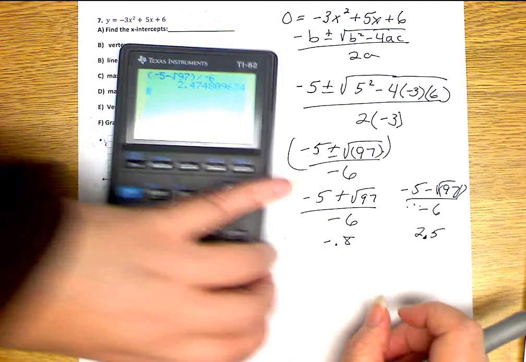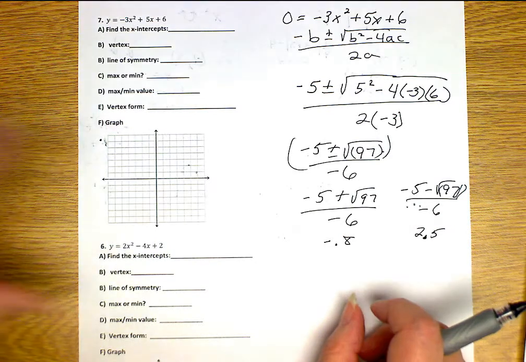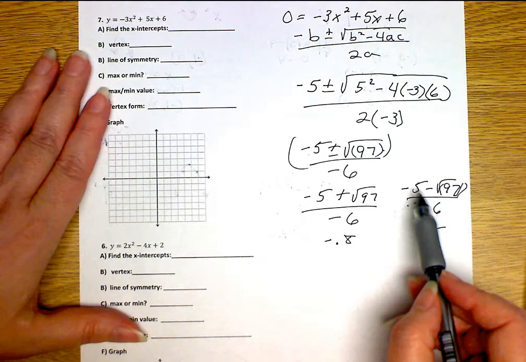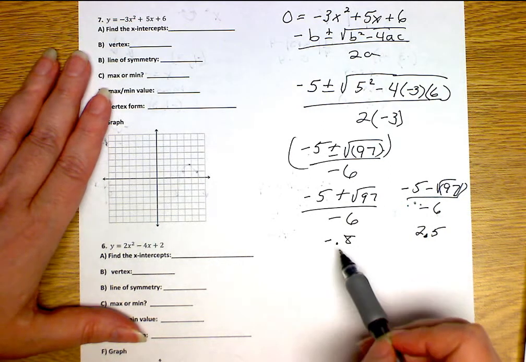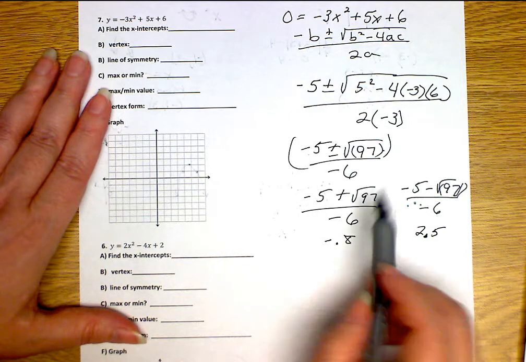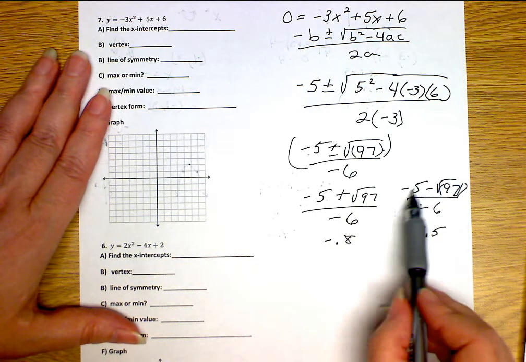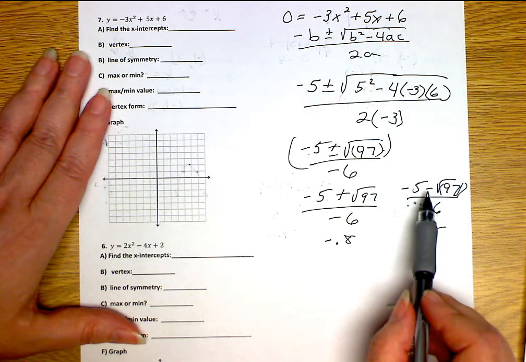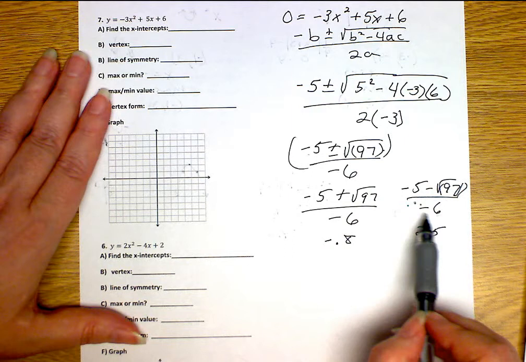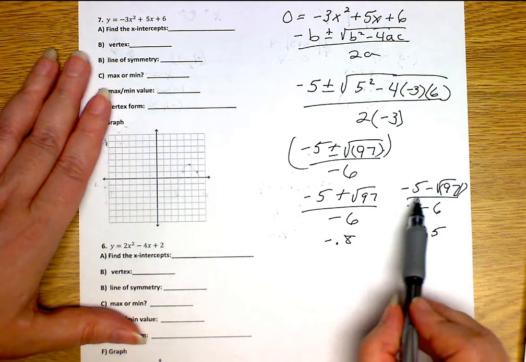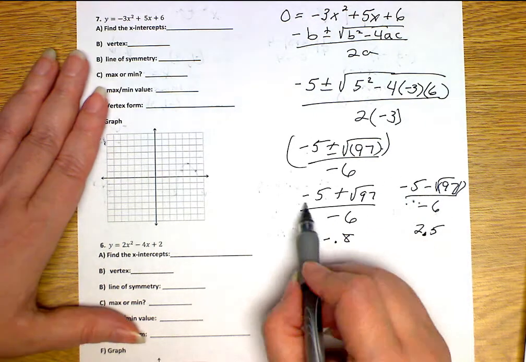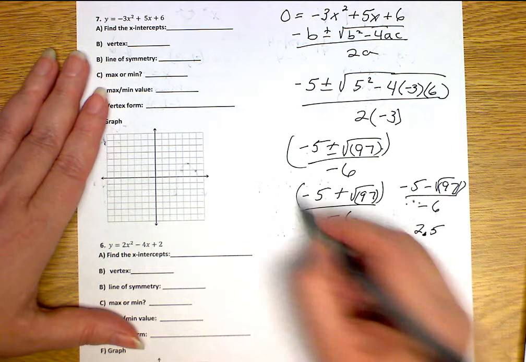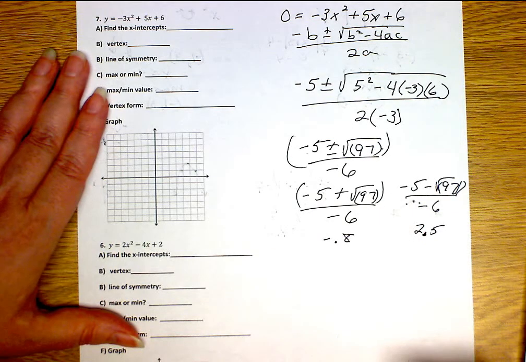What's your question, Josh? What I did was negative 5 plus the square root of 97, then I divided it by 6, and I got 0.808, or negative 0.8, and then I did negative 5 plus radical 97 with the parentheses divided by 6. I got negative 3.3. Yep. When you did it, you have to make sure you have parentheses, here, here, and there.